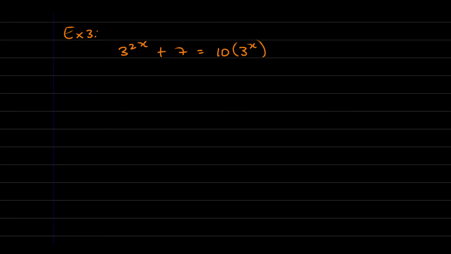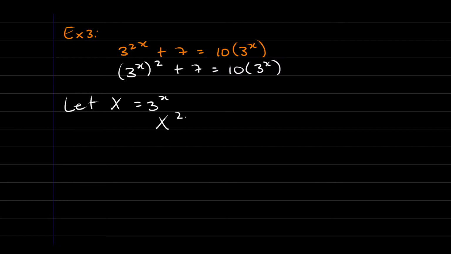Right. I'm going to rewrite this again, and I'm rewriting it as 3 to the power of x squared plus 7 equal to 10, and then 3 to the power of x. And I'm going to say let x equal 3 to the power of x, and I'm going to get x squared plus 7 equal to 10, and then I'm going to put that x on the end here actually. Right, and then put everything on one side, and I'm going to get x squared minus 10x from both sides, and then plus 7 equal to 0. That's number 3. Let's do number 4.